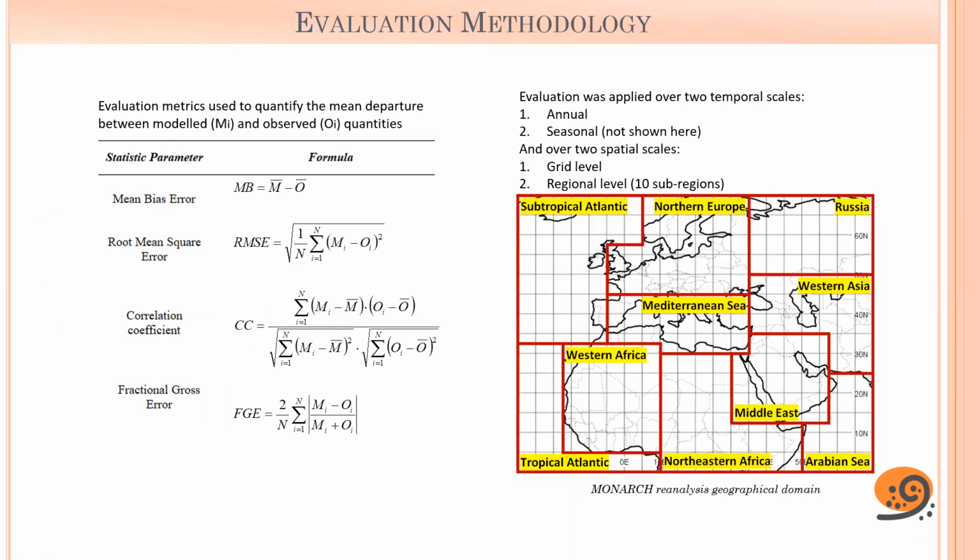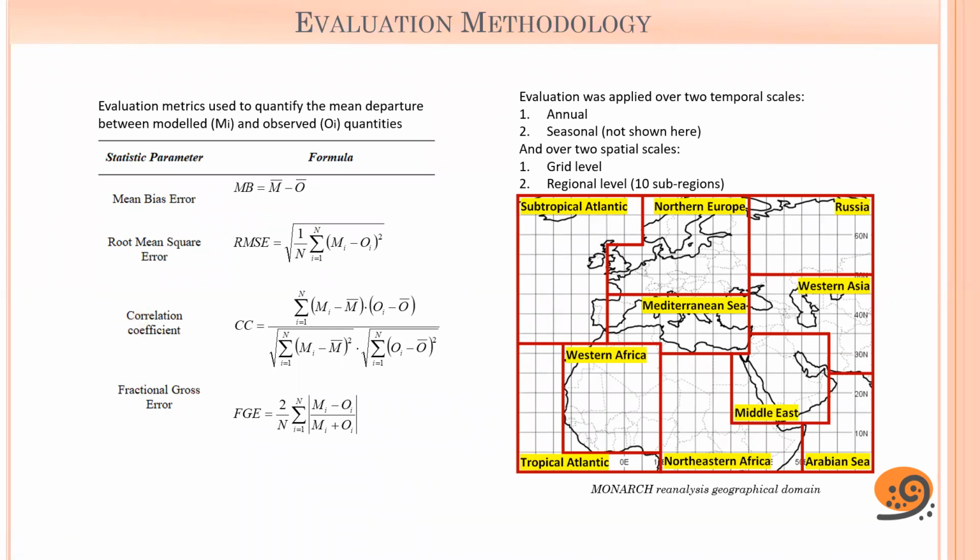In order to quantify the evaluation results, we used the following statistic parameters: the mean bias and the root mean square error of the model with respect to the observations, the correlation coefficient between the two quantities, and the mean absolute normalized bias of the model.